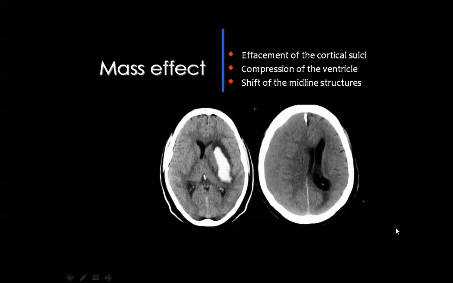Then, if there is an intracranial lesion and this lesion is sizable enough to produce what's known as mass effect, this mass effect will be expressed in one of three items or in all three.